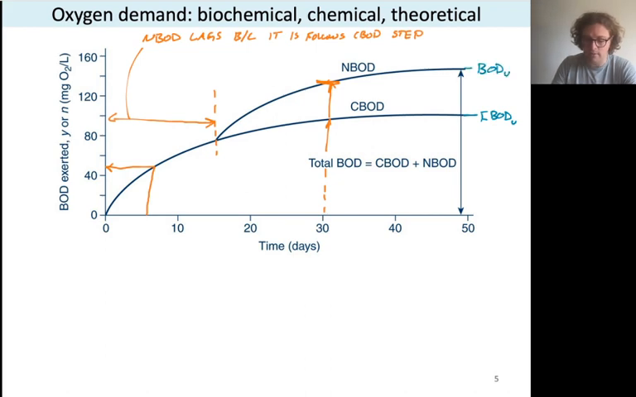And if we go out far enough, we can see the ultimate CBOD, the ultimate NBOD, and the ultimate BOD overall that would be exerted. And that would be where those lines all start to level off on the right-hand side of this plot.